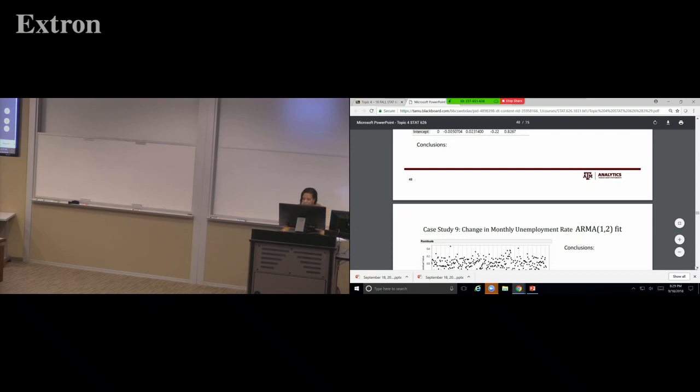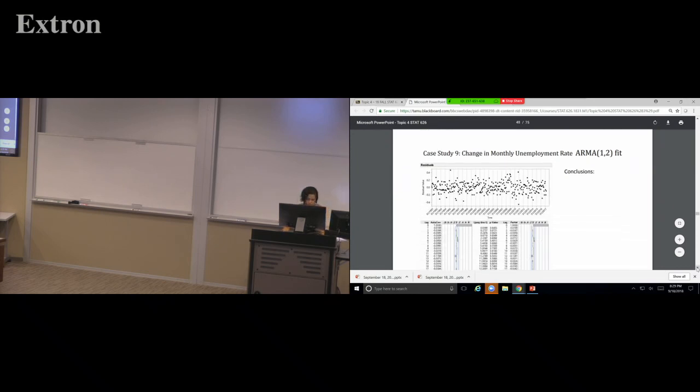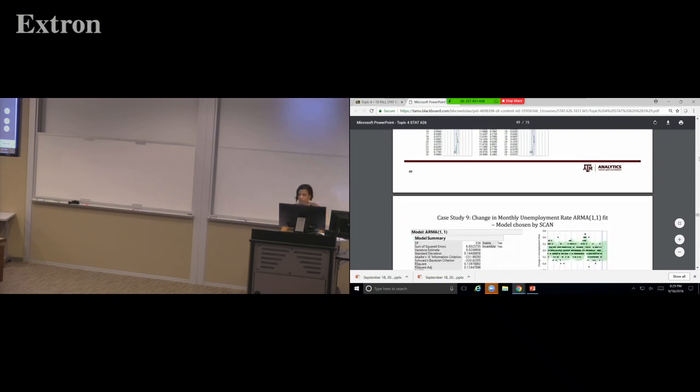So we get different results depending on what your data looks like. And so this was the ARMA 1-2 fit. This was using the SBC criteria. And so we're looking at the residuals. We're able to see that, oh, I went too far.